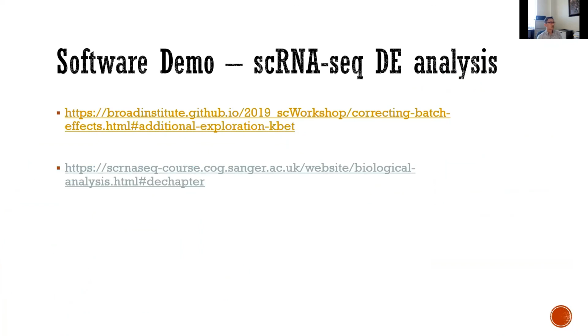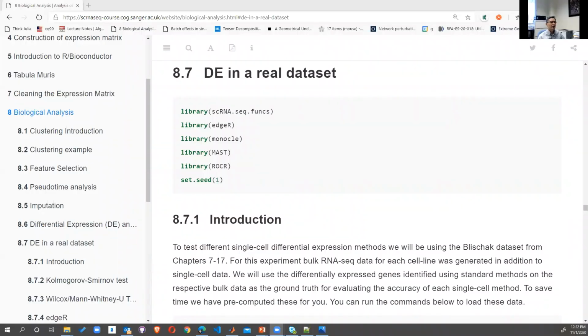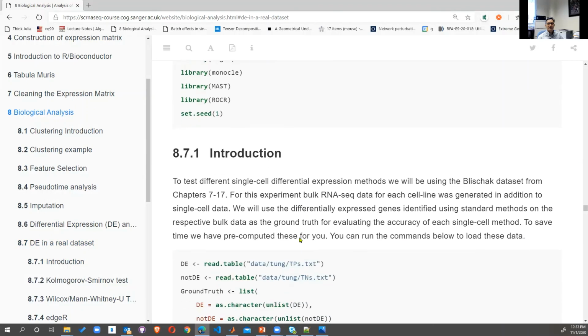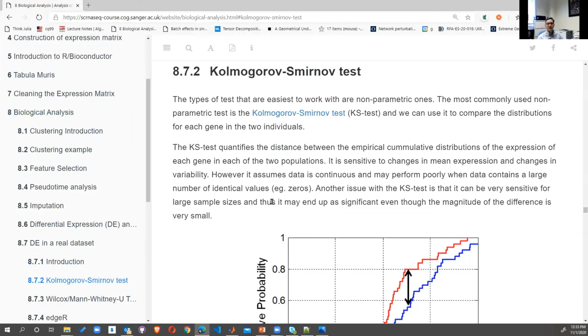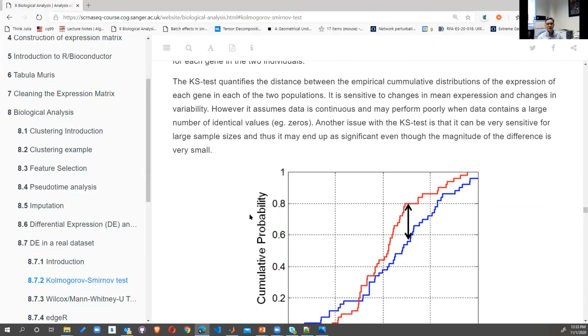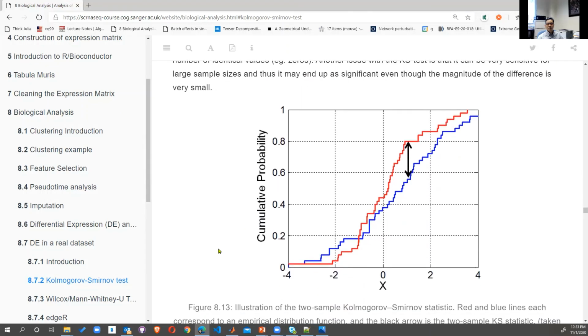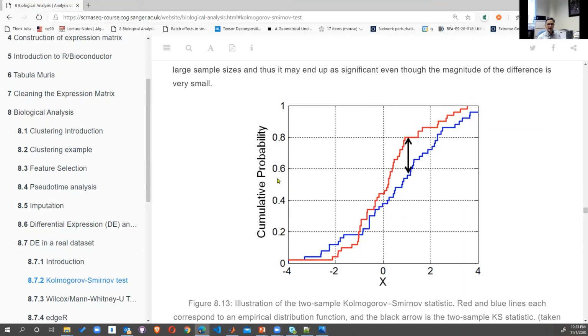Those two links give you some extended information about RNA-seq analysis procedures. For example, in one of these tutorials, there is an analysis of a real data set. They load the real data in, and the first test they use is called the KS test. It's a standard test for two different distributions, whether there are significantly different distributions between their CDF plots.